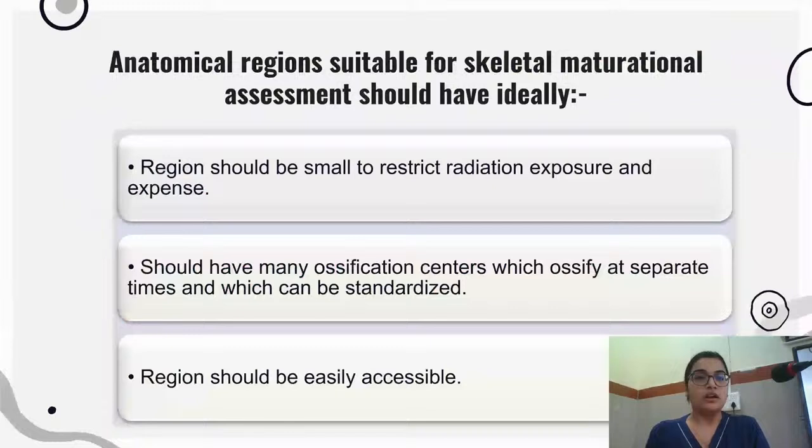Virtually any bone in the body can be used to determine the maturational status, but certain anatomical sites are more suitable for skeletal maturity assessment. These sites should be easily accessible. The region should be small, to restrict radiation exposure and expenses. And the site should have many ossification centers which ossify at separate times and which can be standardized.